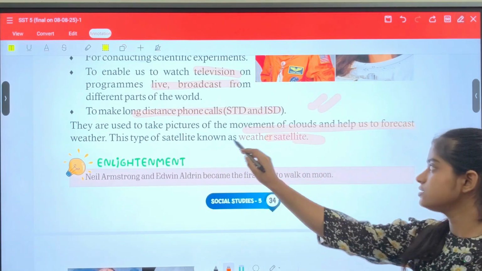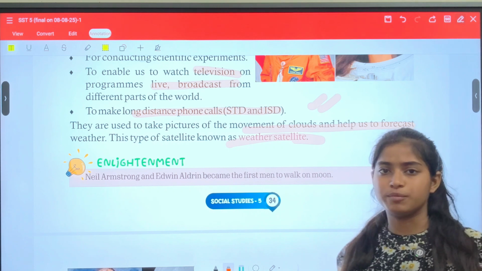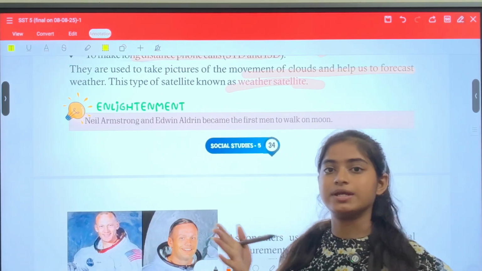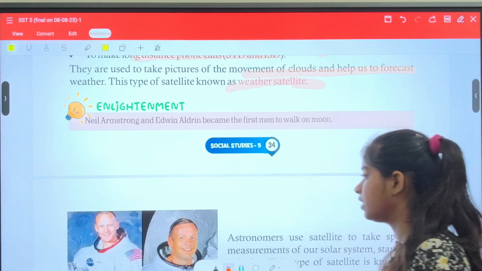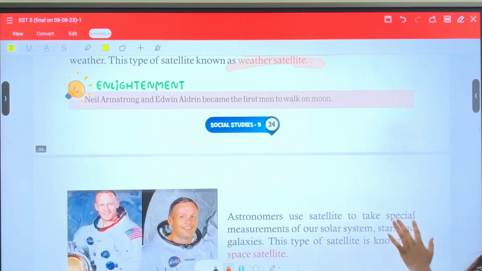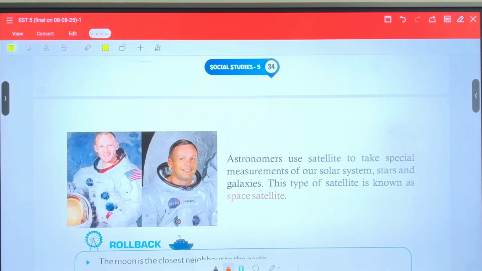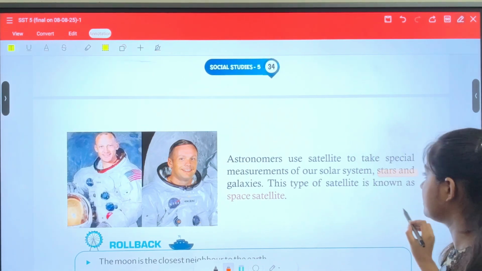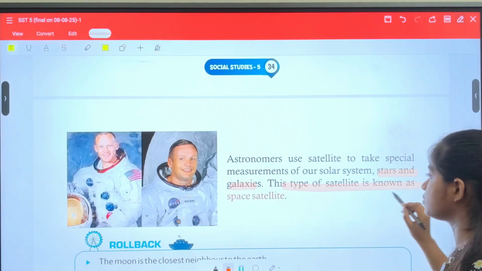These types of satellites are known as weather satellites because they give us information about weather. With the help of these, we are able to predict rain and precipitation. Next, astronomers use satellites to take spatial measurements of our solar system, like stars and galaxies. These types of satellites are known as space satellites.